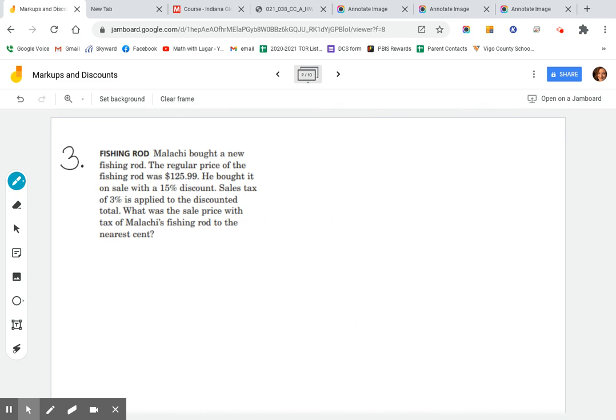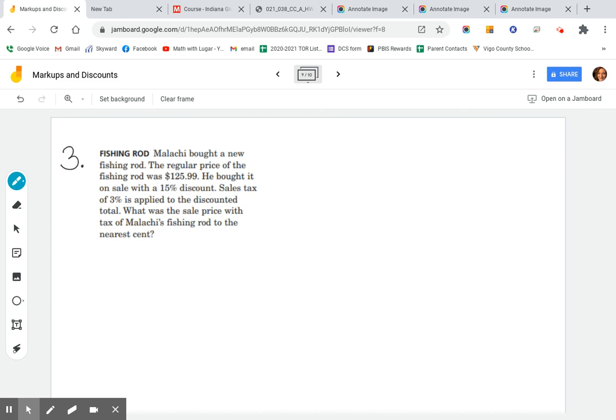One more. This one's a combination of markups and discounts. Malachi bought a new fishing rod. The regular price of the fishing rod was $125.99. Any of you fish? I don't fish. That sounds expensive. Are they really that much? He bought it on sale with a 15% discount. Sales tax of 3% is applied to the discounted total. What was the sale price with tax of Malachi's fishing rod to the nearest cent?